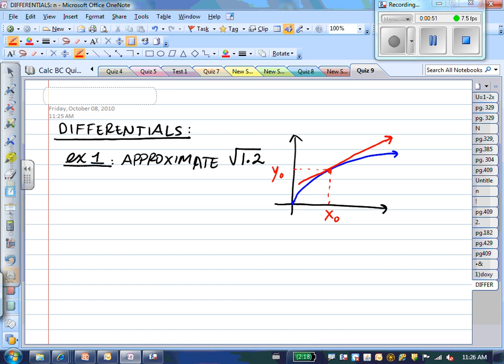Assuming that I don't have a calculator, instead of calculating the square root of 1.2 based on the blue graph, I'm going to actually calculate it based on the tangent line. Because as long as I stay relatively close, the tangent line and the blue graph are about the same.